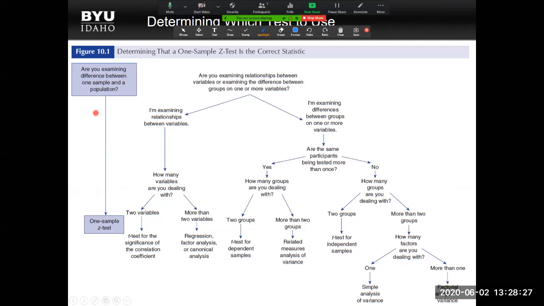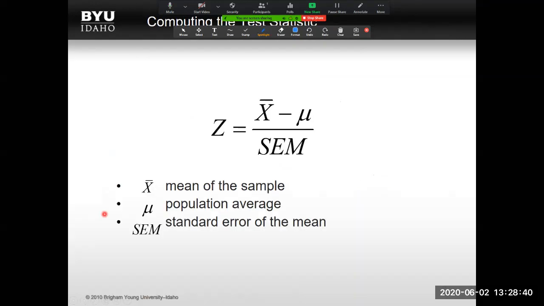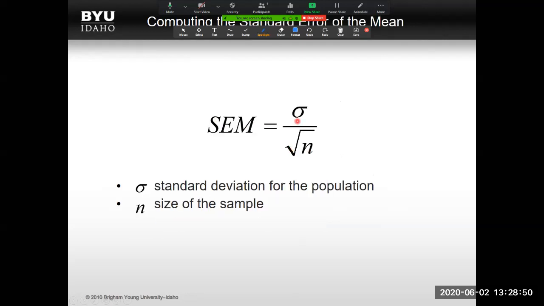Also in the book, there's this little tree diagram that we'll use for all of the various tests we use. And you can just ask, are you examining the difference between one sample and a population? If yes, you use a one sample z-test. Here's how you compute the z. You take the mean of your sample, subtract from that the mean of the population, and divide that by the standard error of the mean. The standard error of the mean is the population standard deviation divided by the square root of the sample size.